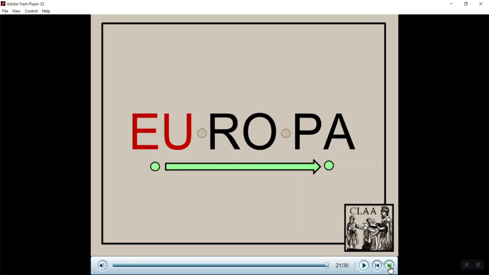And now let's read a couple Latin words that have the diphthong eu. Point to the green dot under the diphthong and we'll read this word together. Eu, ro, pa. Europa.